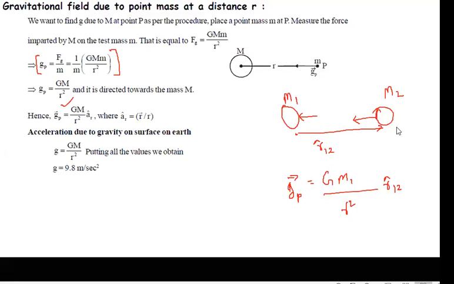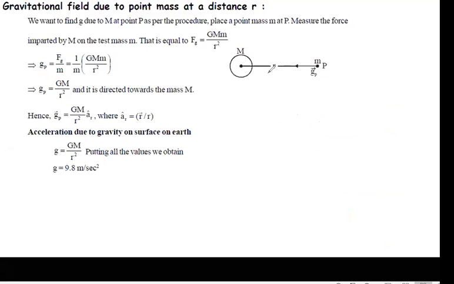Tell me, what is wrong in this? Yes, it should be R21, right? Or we should have a minus sign over here, right? Gm1 by R square into R12. Because the direction of R12 is in this direction, but the direction of the electric field is in this direction. So this is something that you have to focus on. Everyone got this? Okay, very good, everyone.